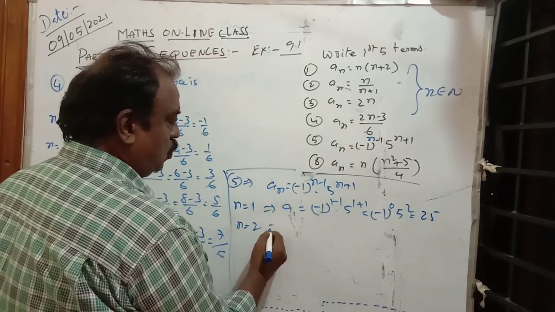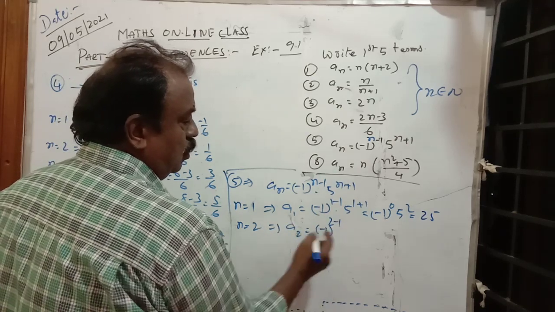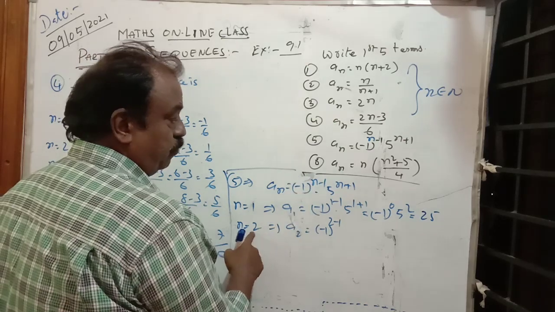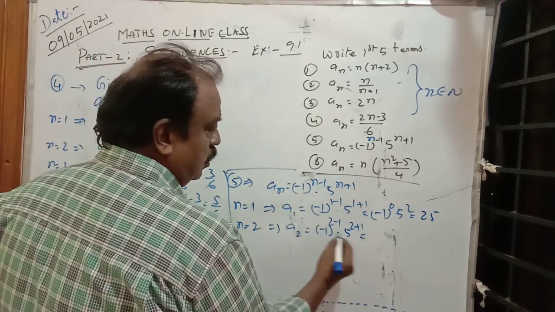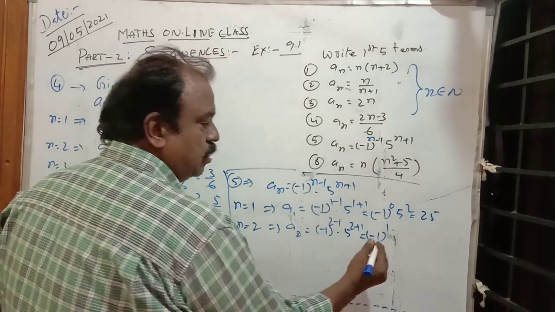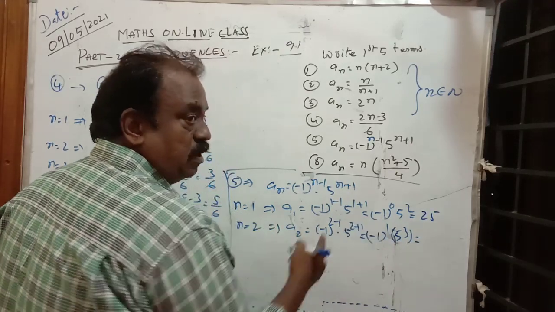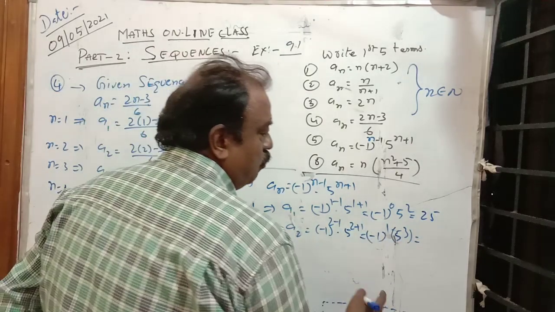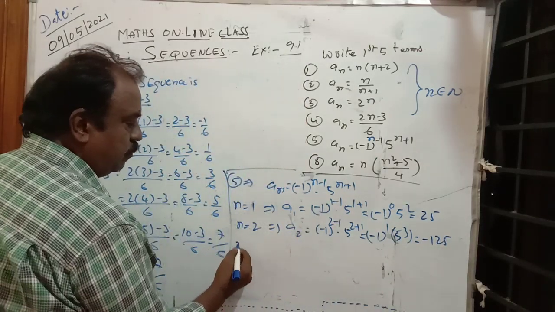n is equal to 2. a2 is minus 1 power 2 minus 1, substituting n as 2, into 5 power 2 plus 1. This is minus 1 power 1, since 2 minus 1 is 1. It is 5 cube. Minus 1 power 1 is minus, 5 cube is 125. So it is minus 125.